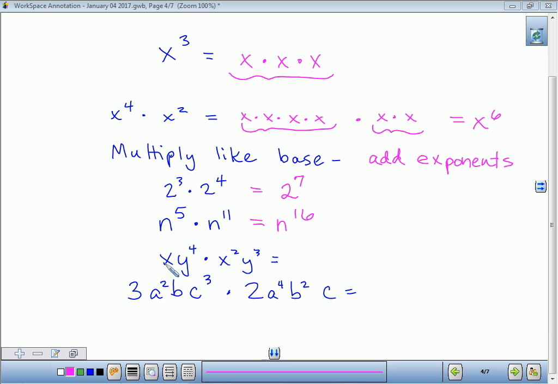Okay, here we have x y to the 4th times x squared y to the 3rd. Well, we do have some like bases here. We have x's and we have y's. So here I have an understood x to the 1st, and here I have an x squared. So when I add those exponents, it becomes x to the 3rd. And here we have y to the 4th and y cubed, so that becomes y to the 7th.